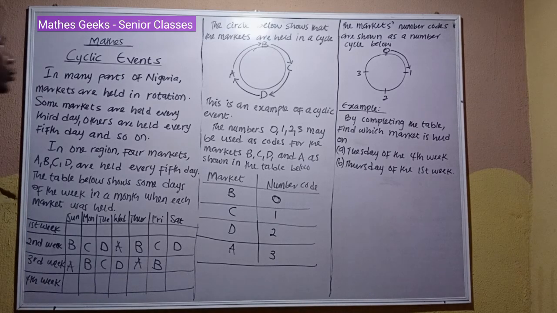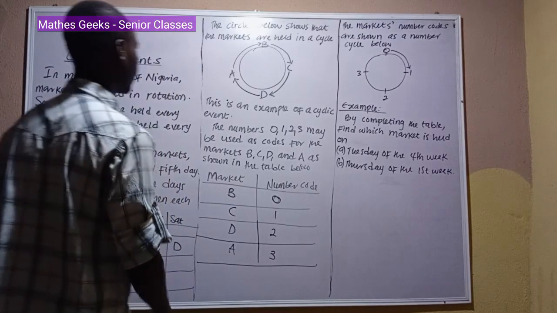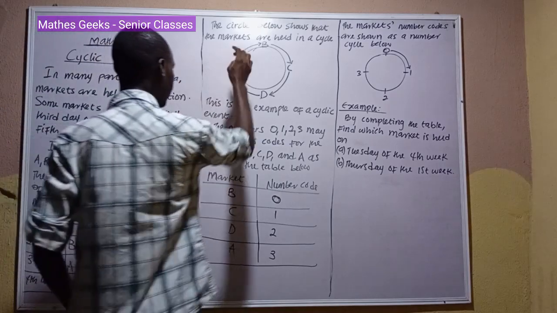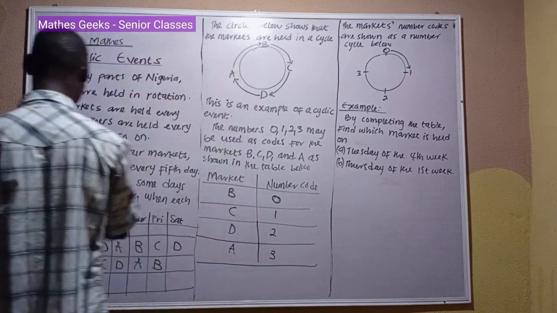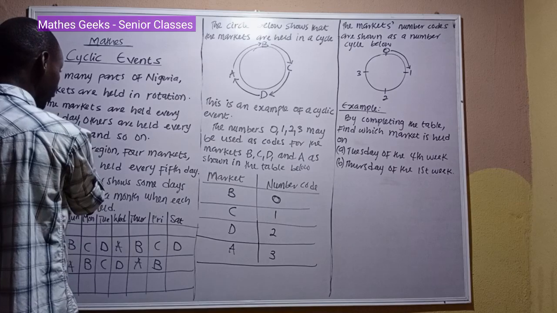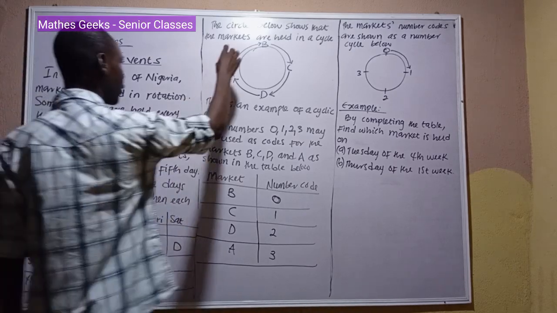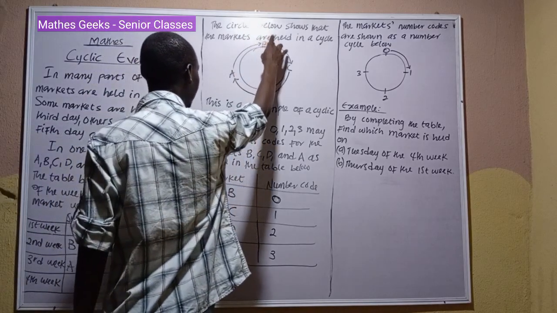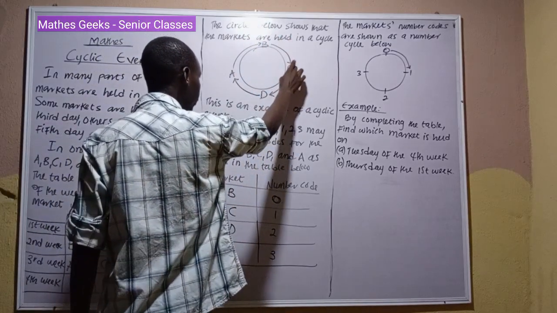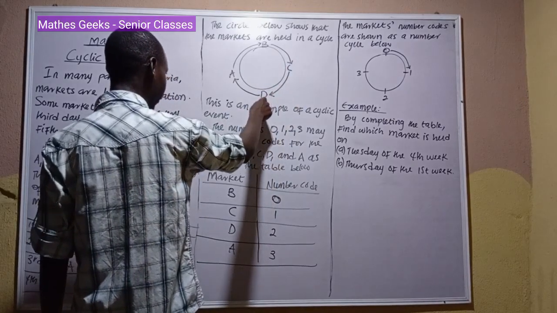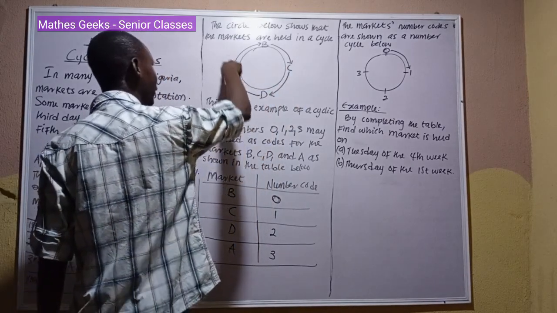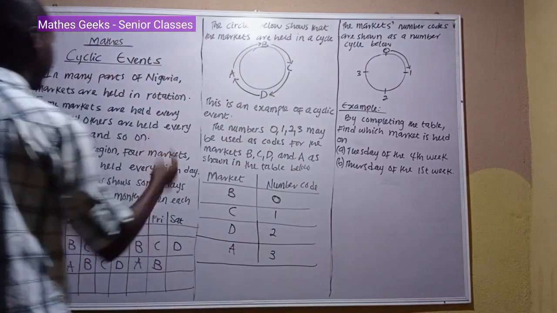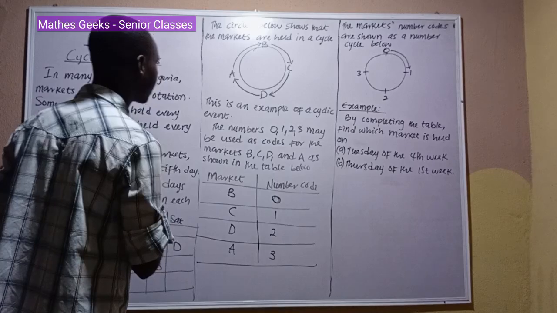Now, the circle below shows that the markets are held in a circle. This is an example of a cyclic event. We're told that each market is held every fifth day. So if it starts with market A, 5 days afterwards, market B will be held. 5 days afterwards, market C will be held, and then D after 5 days, back to A after 5 days, back to B after 5 days. So it's in a rotational form, which is a cyclic event.